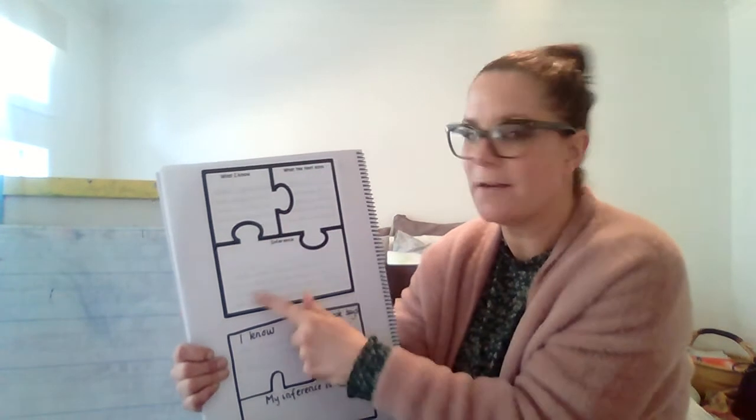So I'm going to fill in 1, 2, and 3 spots for you, just to show my understanding. So what I know: when I get invited to parties, I feel happy. What the text said: Madison was having a party and Brian wasn't invited. And then it says my inference. So what is my inference? My inference is that Brian is feeling sad about not being invited.